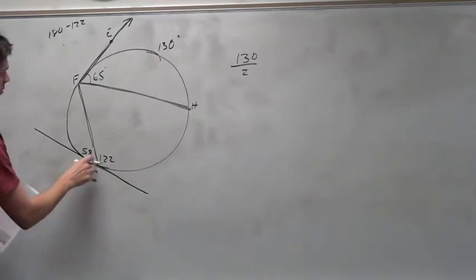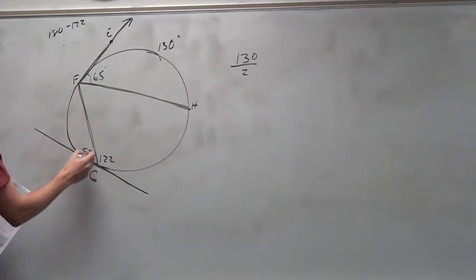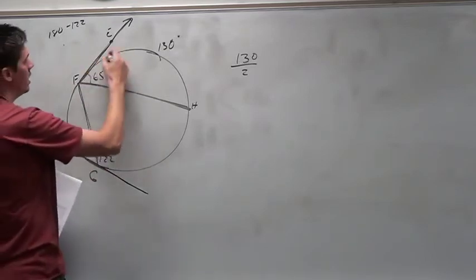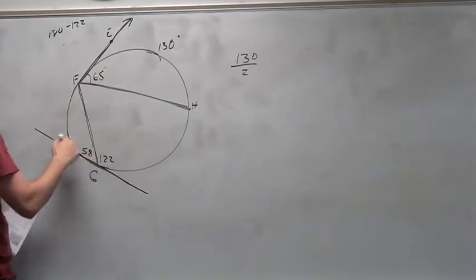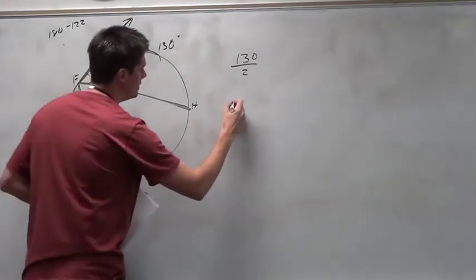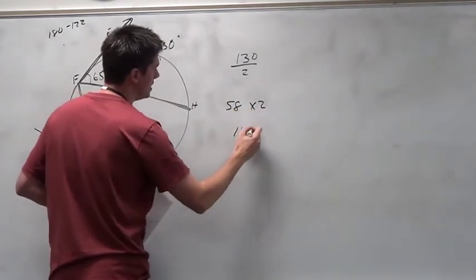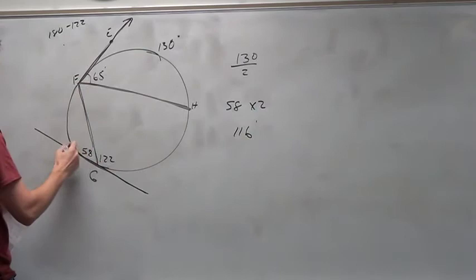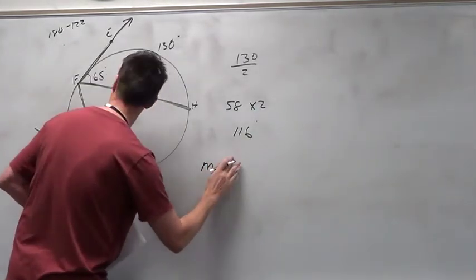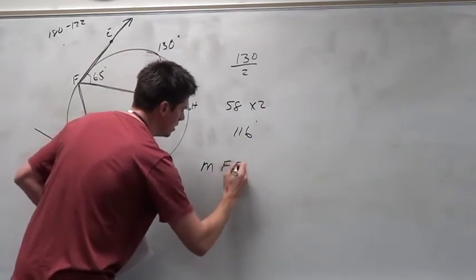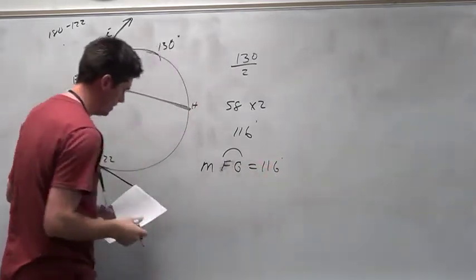Well, once again, let's work it backwards. They want to know what the arc from F to G is. I can multiply that by 2. If I divided the arc by 2 to get this, then if I know this, I can multiply by 2 and work it backwards. So 58 times 2 gives me 116. So the measure of arc FG is equal to 116 degrees.